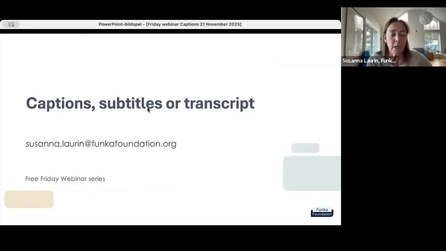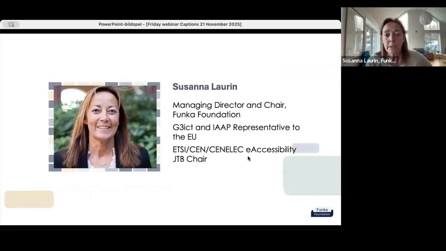So today we will talk about captions, subtitles, and/or transcript. My name is Susanna Lorin. I'm the Managing Director and Chair of the Funka Foundation. We are a small research institution based out of Sweden. I'm also the G3ICT and IAAP representative to the EU and one of the co-founders of IAAP. And I'm currently also the chair of the ETSI and CENELEC e-accessibility joint technical body, which is the place where we are trying to make sure that we have good and stable standards for accessibility in the EU. And we are currently working on a mandate from the European Commission to develop and update standards to support the European Accessibility Act. So that's me.